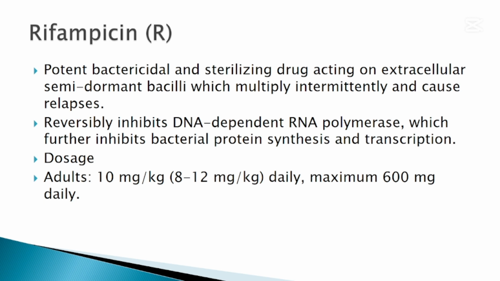Rifampicin is again a potent bactericidal drug which kills bacteria, and it also has sterilizing activity. It acts on extracellular semi-dormant bacilli which multiply intermittently, causing relapses. It reversibly inhibits DNA-dependent RNA polymerase, which further inhibits bacterial protein synthesis and transcription. Usual adult dosing is 10 milligrams per kg per day, up to a maximum of 600 milligrams per day.